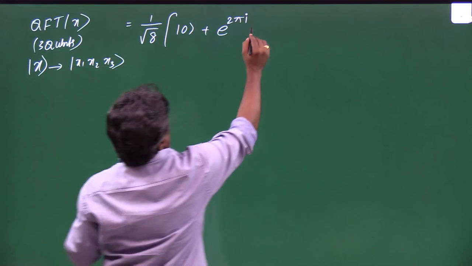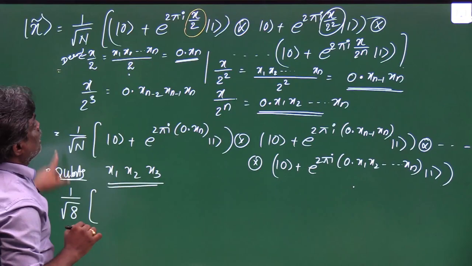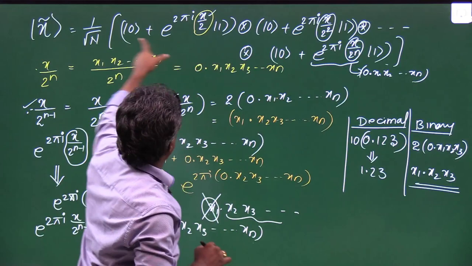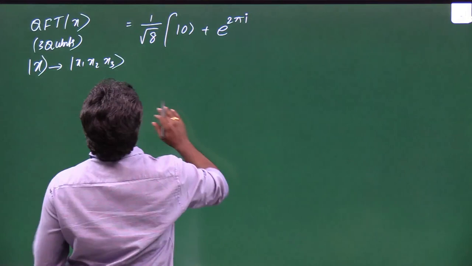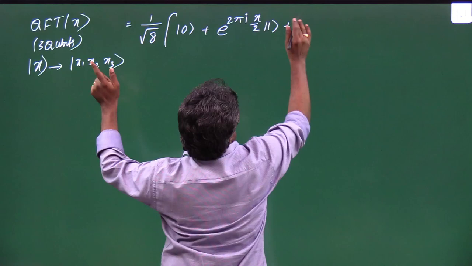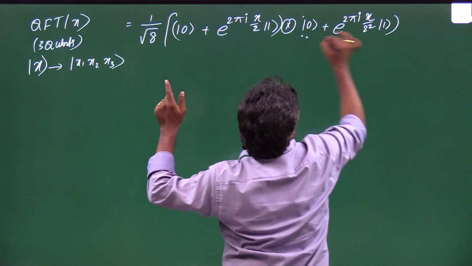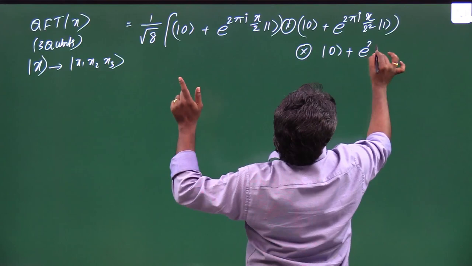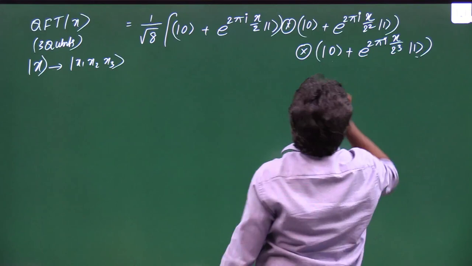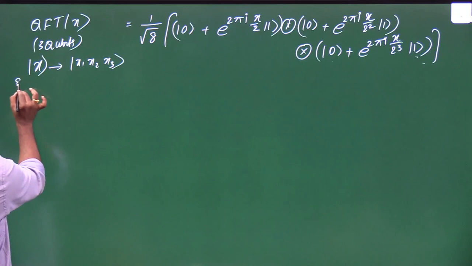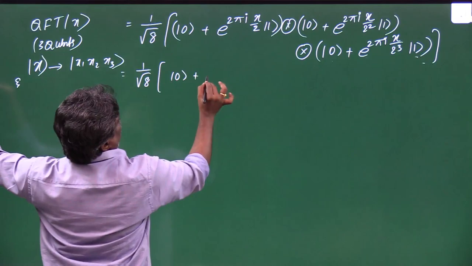Whatever, sir. Okay. If you see carefully, first we derived this formula. So this is e raised to 2 pi i x by 2, ket 1, tensor, ket 0 plus e raised to 2 pi i x by 2 square, ket 1, and only 3 terms will be there, plus e to the power of 2 pi i x by 2 cube. Yes, that's correct. I think this can be written as 1 over root 8, in the same format you just wrote.